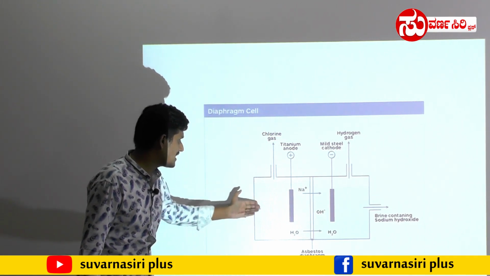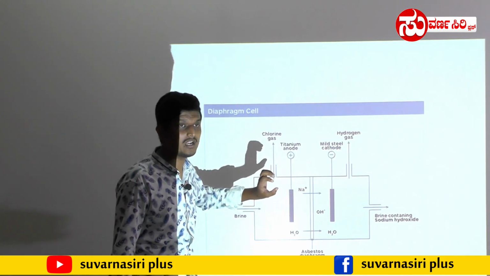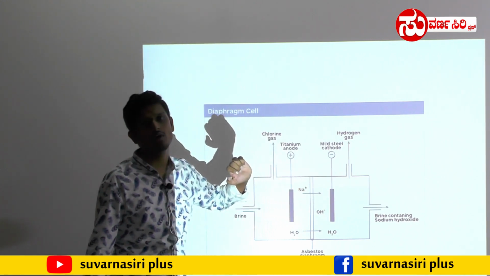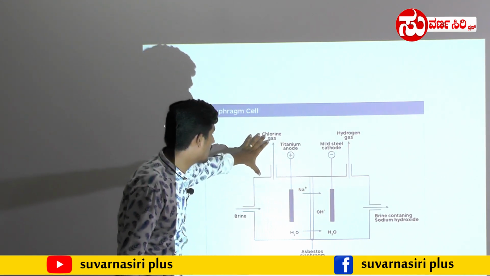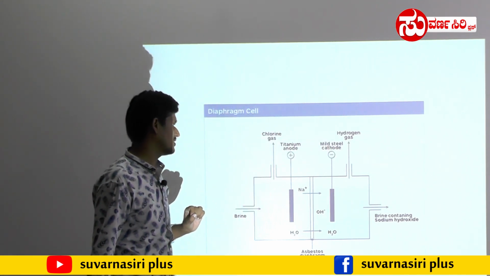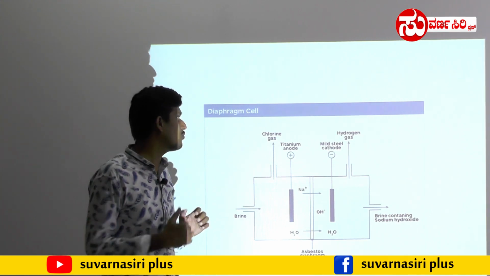Now, by passing brine solution into the container, by passing a strong electric current, it forms NaOH. If you write this much, you will get your marks. It also forms chlorine gas, and it also releases hydrogen gas. This is all about how NaOH is formed. We will move on to the next one.